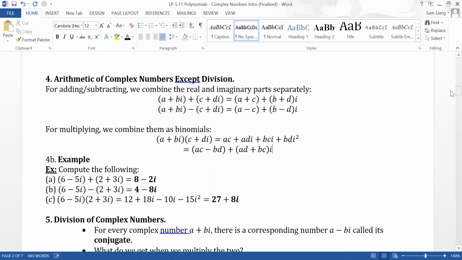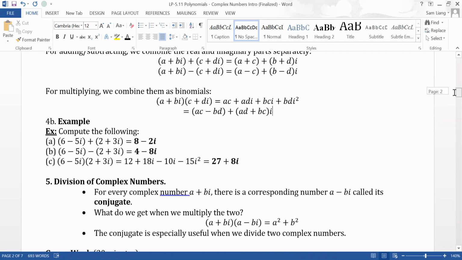Okay, next example. We're going to calculate the following. So we have (6 - 5i) + (2 + 3i). Again, it's what you think it is. 6 plus 2 is 8, and then -5 plus 3 is -2. So we have 8 - 2i. Part B, we have (6 - 5i) minus (2 + 3i). So we have 6 minus 2, which is 4, and then -5i minus 3i, which is -8i. So 4 - 8i.